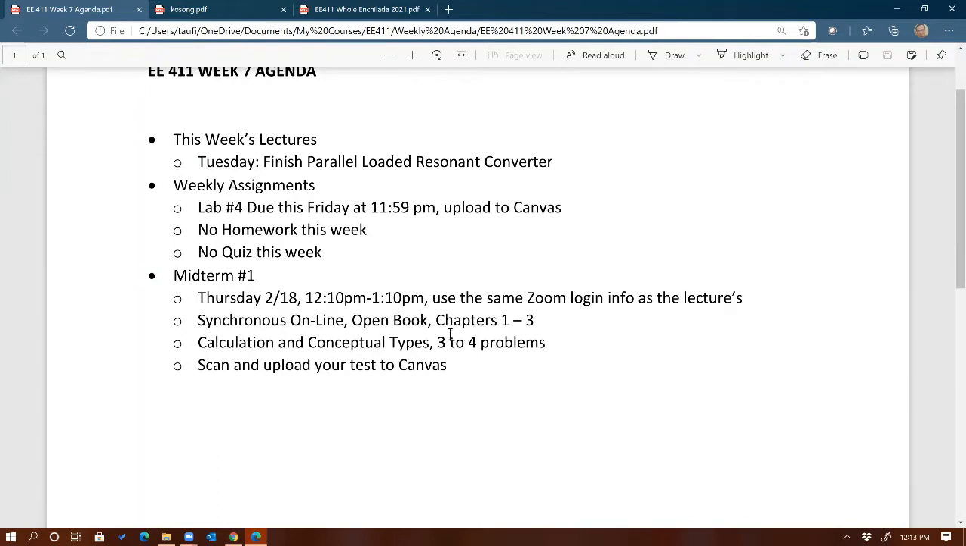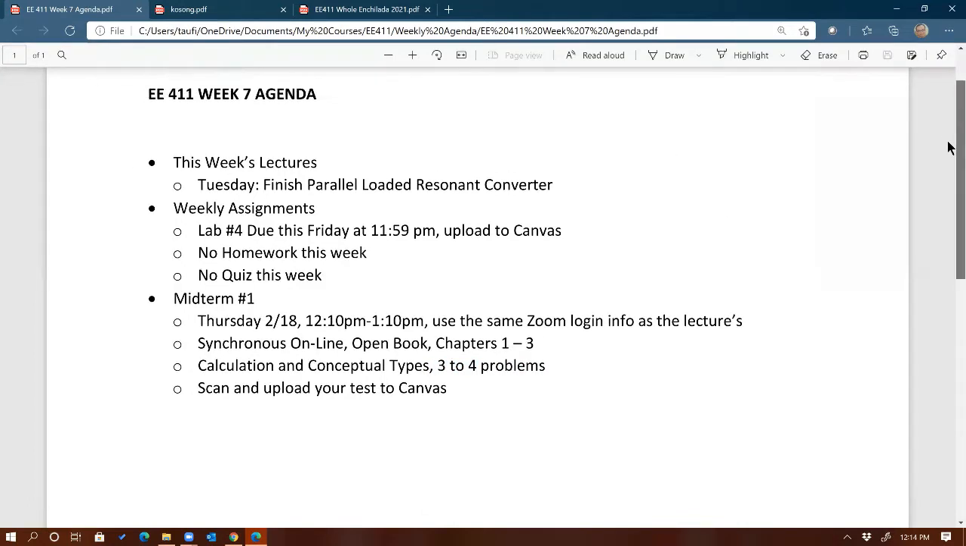Open book, open notes, homework solutions, whatever you can use for the test, you're allowed to use. And then it's going to cover chapters 1 through 3, all the way up to and including parallel loaded resonant converter that we're going to finish today. Calculation and conceptual types, 3 to 4 problems. I don't know yet how many. I have not made the exam yet. And then just like in EE411, if you took it last quarter, you're going to scan and upload your test on separate papers to Canvas, right? Any questions on this week's agenda?